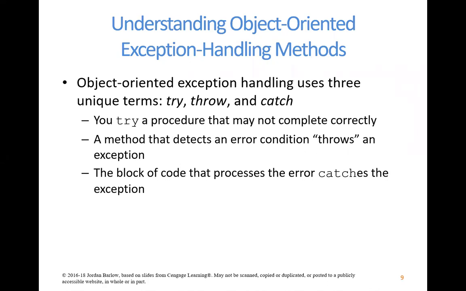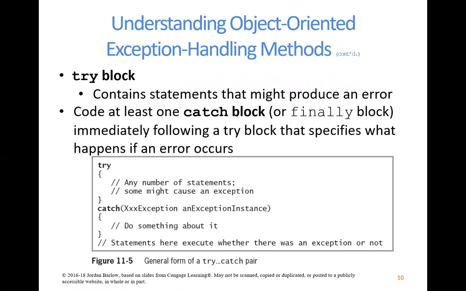So the keywords that we actually use are the try keyword and the catch keyword. So we try a procedure. If the application throws an exception, then we specify what we do when we catch that exception. Here's a simple, straightforward example.